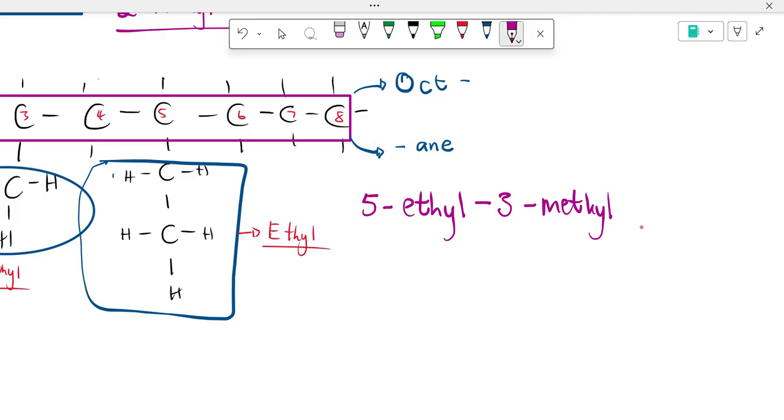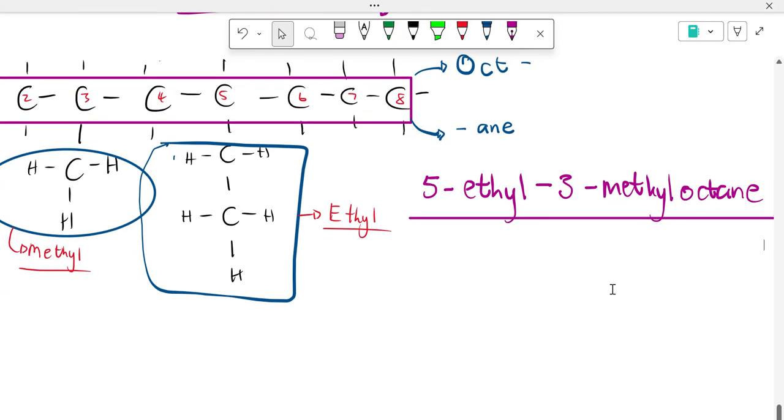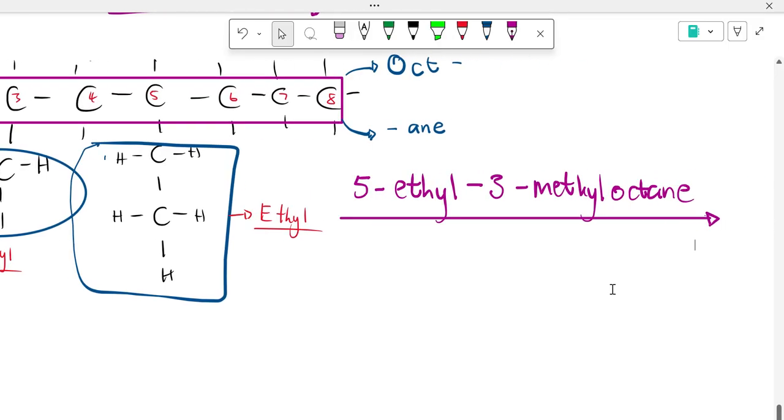Do I need any more dashes? No, because I'm not going to include any numbers anymore. Dash methyl octane. And that's the IUPAC name: 5 ethyl 3 methyl octane. So that is our IUPAC name. Guys, remember these rules that I'm telling you. Everything I'm saying right now, please take note of it. It's very important. Trust me when I say that.